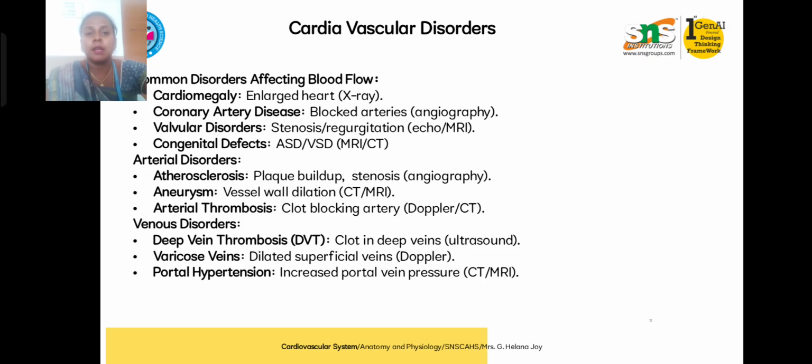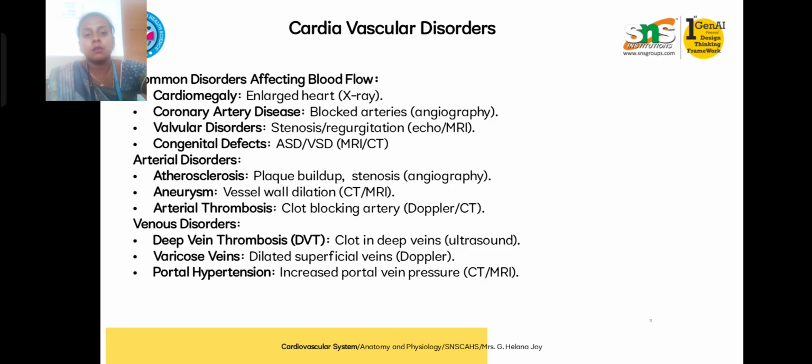And common cardiovascular disorders are those which affect the blood flow. Cardiomegaly refers to the heart's enlarged size. Coronary artery disease refers to the blockage of arteries. Valvular disorders refer to stenosis or regurgitation. And congenital defects refer to ASD and VSD. ASD is atrial septal defect. VSD is ventricular septal defect. These all will be shown through diagnostic pathways.